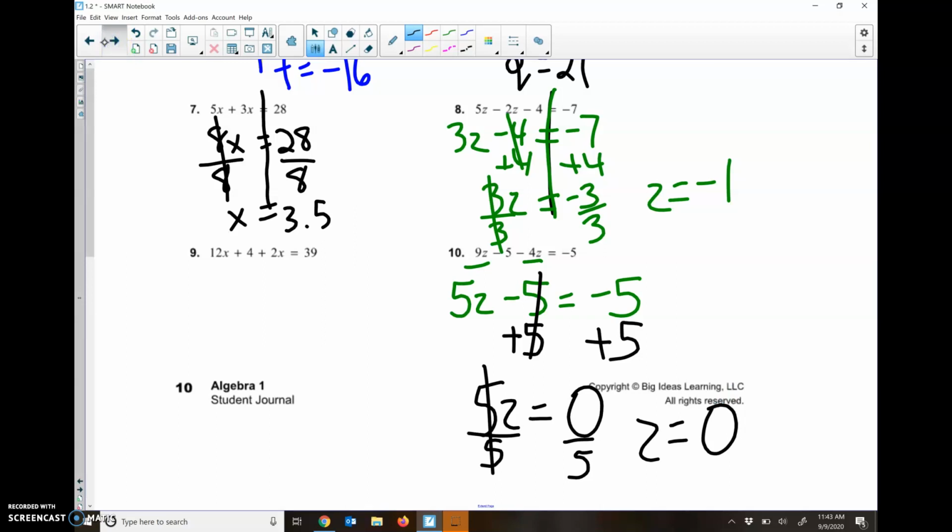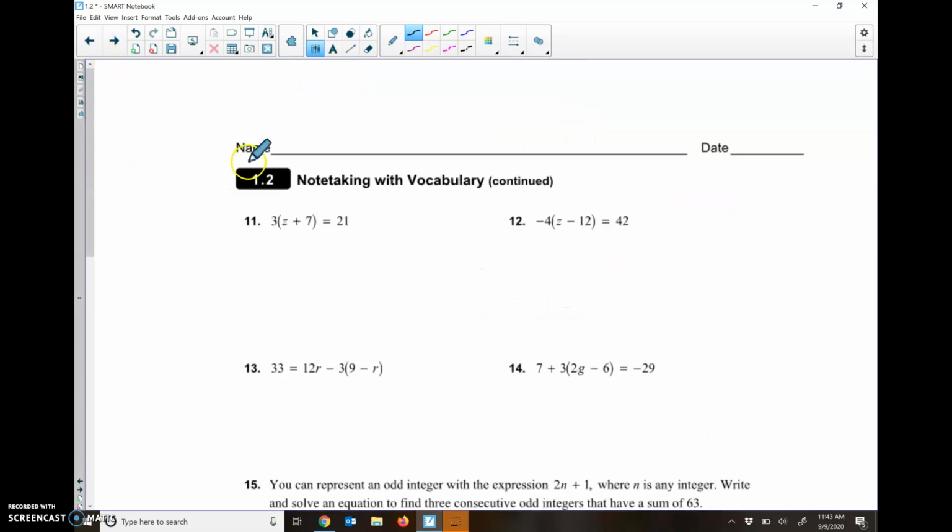The only other kind of problems that are going to be a little more difficult are ones with parentheses. So we need to do something called distributing before we can actually do the math. So I have a 3 and a z, so I'm going to distribute. I'm going to pass out the 3 to the z and the 3 to the 7. So I'm going to end up with 3z. 3 times z is 3z. 3 times 7 is 21. And then equals 21. And now it's just like the last problems that we did.